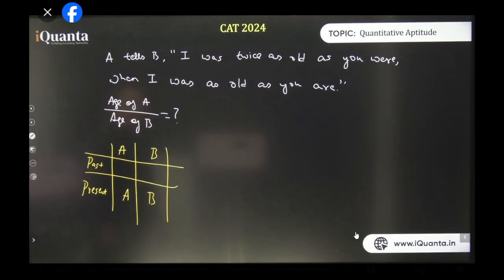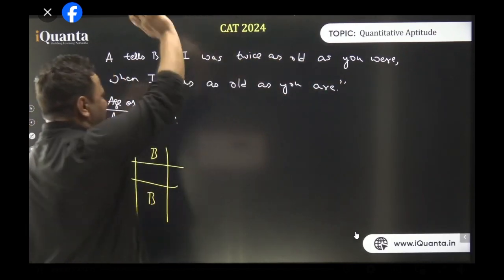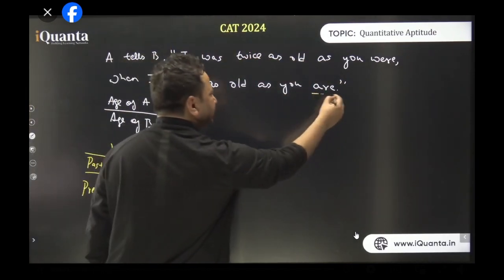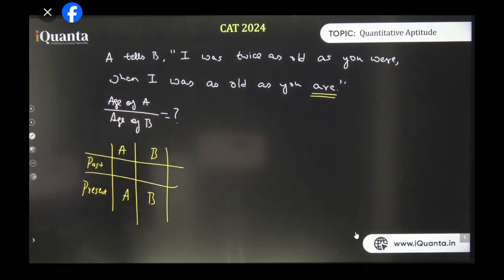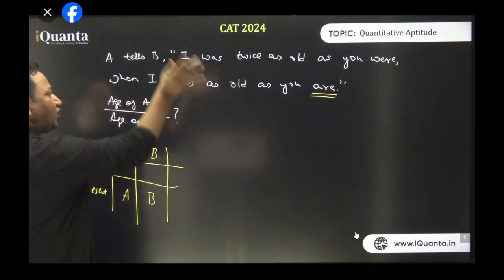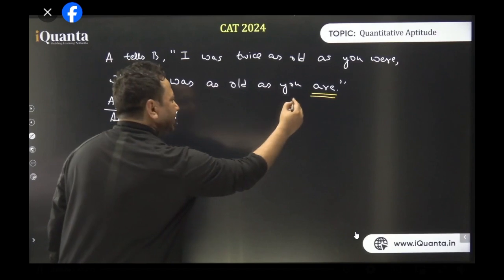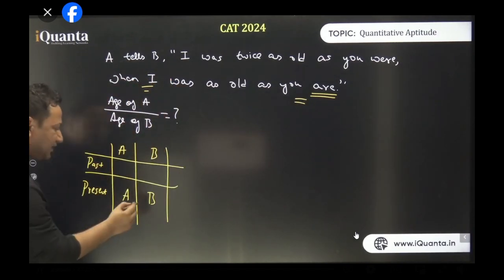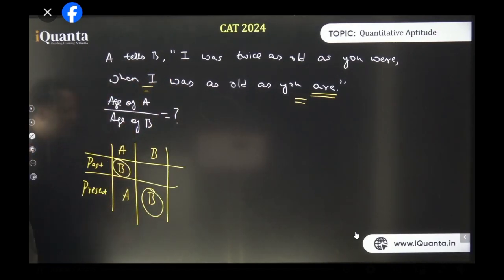A has told, I was twice as old as you were in the past. Both things are happening in the past. When I was as old as you were, this is where we get the clue to the question. The only present verb here is are. When I was as old as you are, so in the present, whatever your age is, that was my age in the past. So if in present you are B, that means I was B in the past. Make sense? Yes or no? Does that make sense? Is that clear?